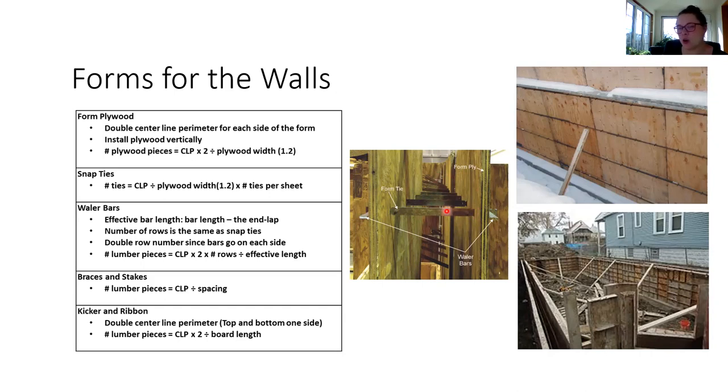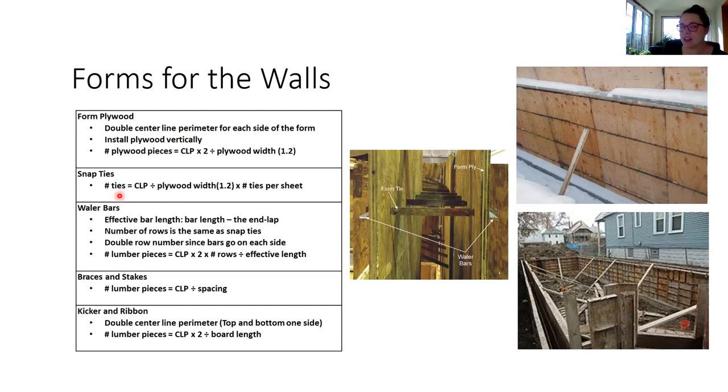So snap ties hold the two forms together. And then on the outside of the snap ties, you'll see these little bars, they're called whaler bars. You can see them along here. So there's whaler bars, and they go in and it holds the plywood perfectly separated for the exact amount that you need for your footing, your form width. Okay, so those are your snap ties.